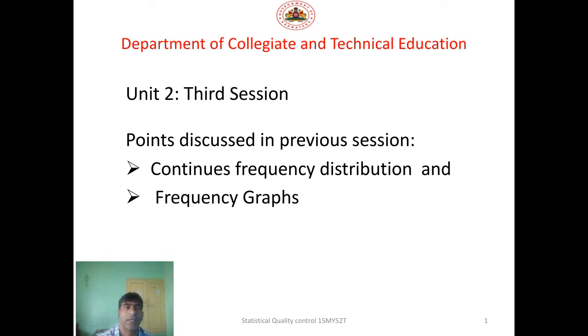That was one. And one more thing we saw in the last session was frequency graphs. A frequency graph is a graphical representation of the consolidated data available, so that we can give a clear picture to the quality control inspectors, who can view the process data in the form of graphs. So that was the frequency graph.